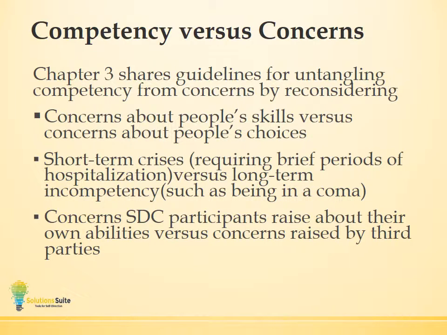Chapter 3 also helps the reader understand the notion of competency as it applies to a person with mental illness using self-direction to recover. It explains the differences between concerns about people's skills versus concerns about their choices. It distinguishes between short-term crises that might require a brief hospitalization versus long-term incompetency, such as that caused by being in a coma. It also points out the difference between concerns SDC participants might have about their ability to make good choices versus concerns others may raise about their decision-making capacity.